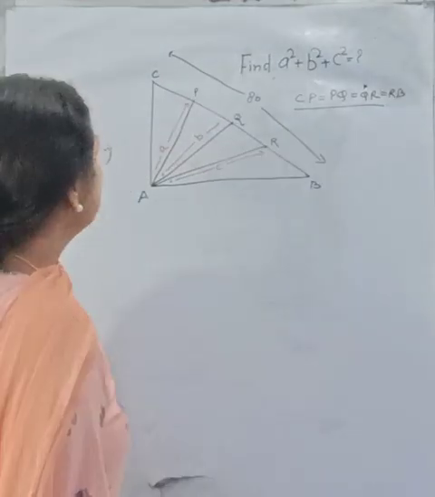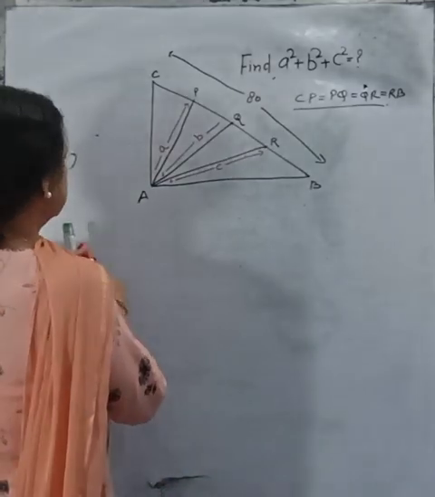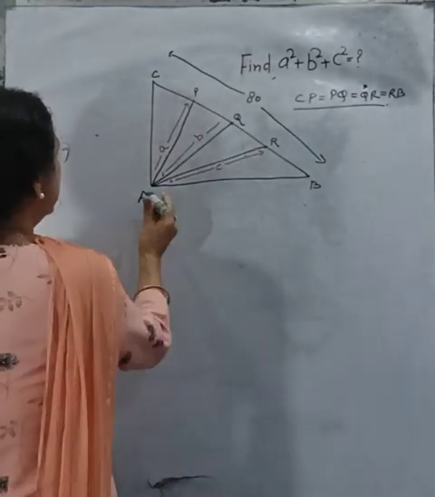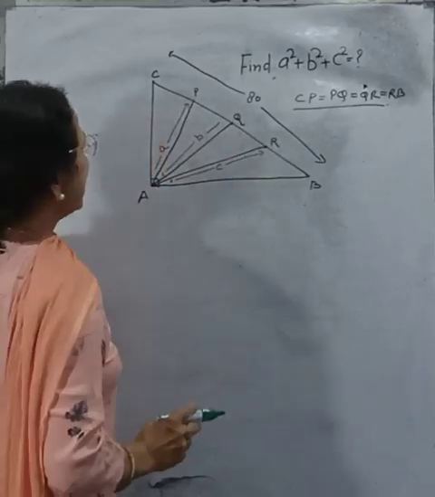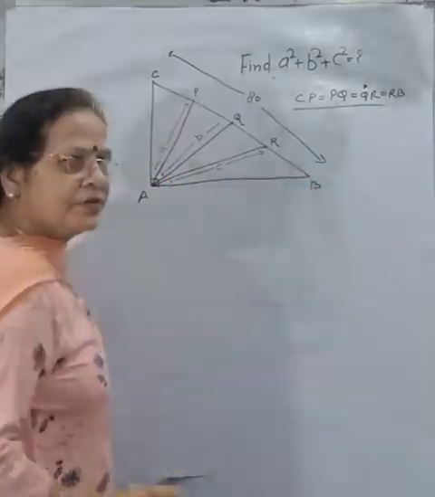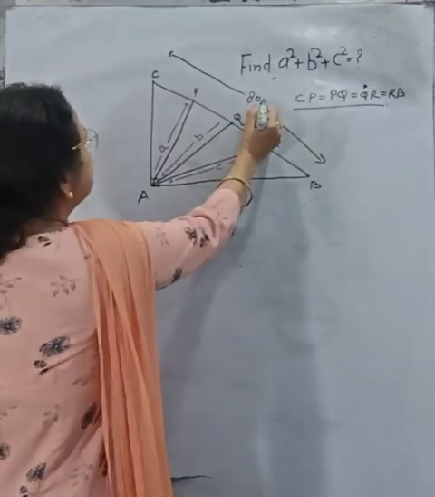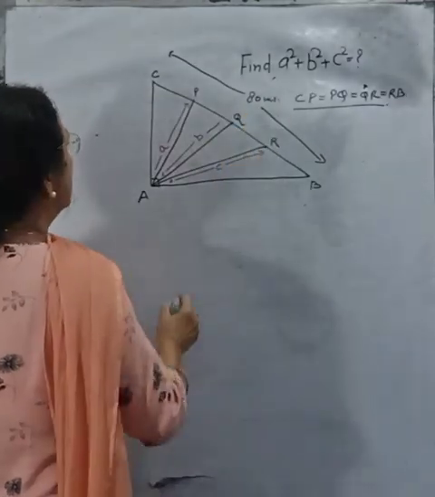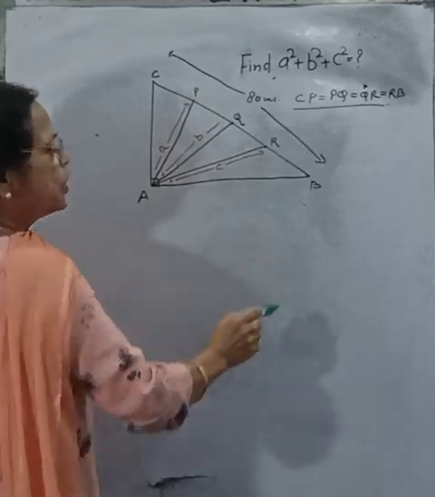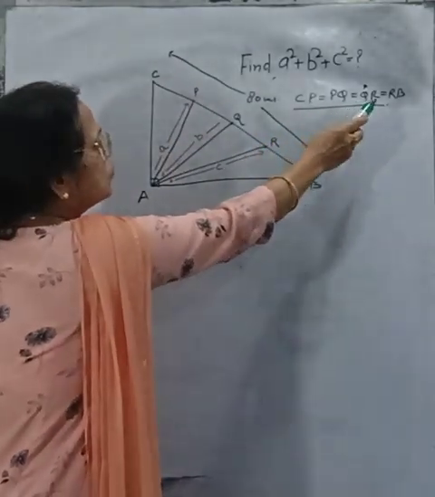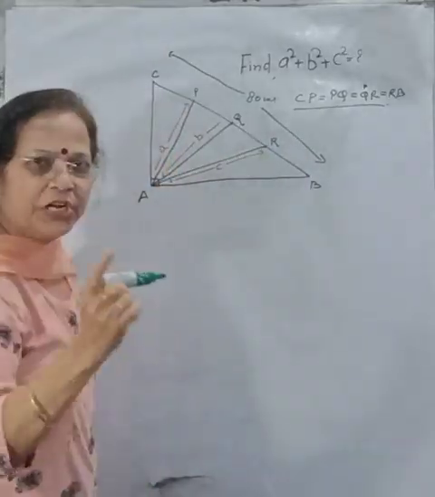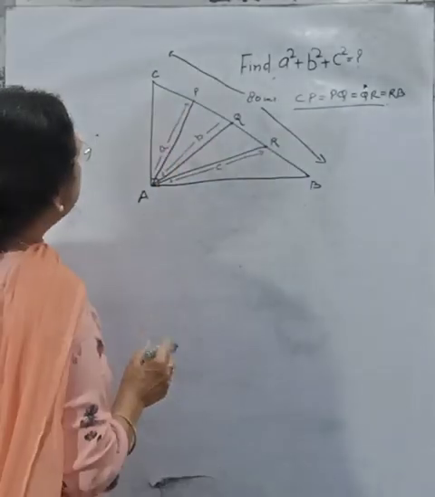In this question, we have a right angle triangle. A is the right angle, in which CB is the diagonal, which is 80 units. It is divided into four equal parts: CP is equal to PQ is equal to QR is equal to RB. It means each part is 20 meters.